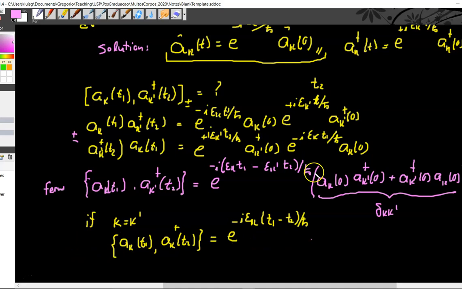For bosons it would be the same, right? Here I would calculate the commutator, so this would be a minus. So in general, let's write the full expression in both cases, for k equals k prime, either fermions or bosons. If they're not equal, then I'll get this phase, with a delta k, k prime there. All right, let's go back to this.